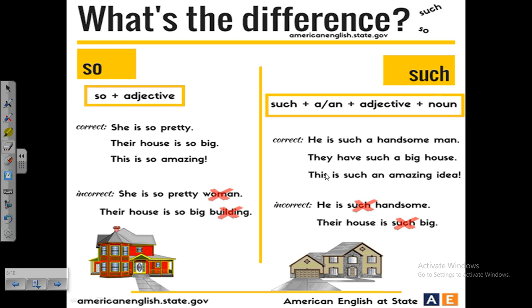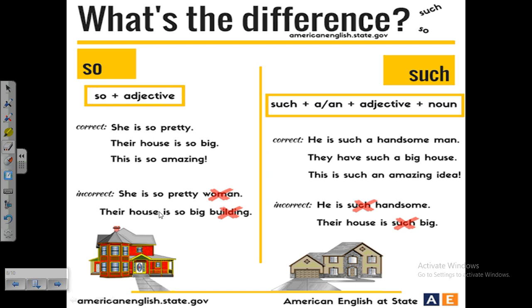Okay, this is such an amazing idea. So here I say such plus the article plus adjective plus noun. But so plus an adjective immediately. So it's very easy. Such is a little bit not confusing but complicated. So such is followed by three things: article, adjective, noun. So is followed by only an adjective.